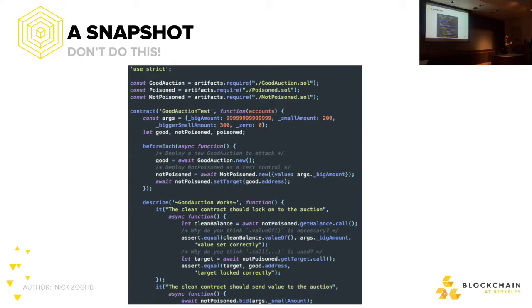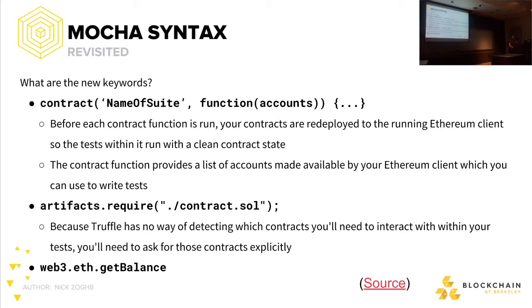So the keyword here, in Mocha syntax, is contract. You define contract, and you'd have the name of the contract and function accounts, and then in the curly braces you'd have the body of that test suite. You'd also need to require, which is the syntax in JavaScript where we import the contracts that we're testing. And then you get access to a lot of built-in functions and attributes at the very bottom using Web3, which we'll talk about next week.